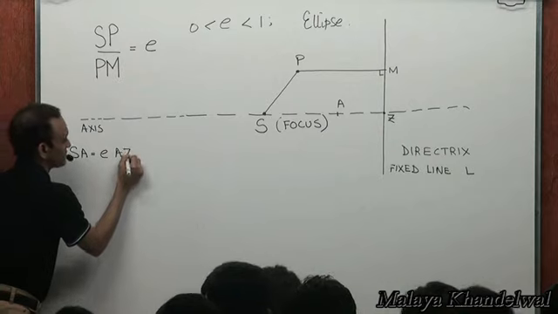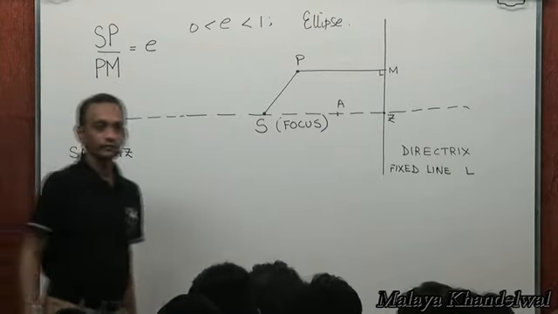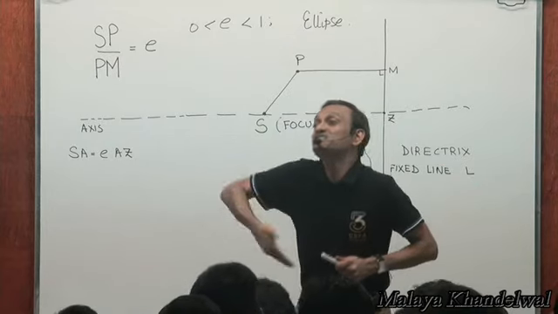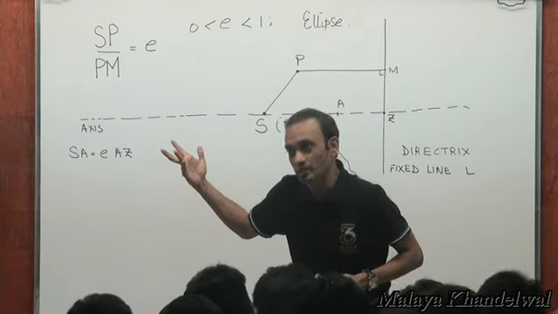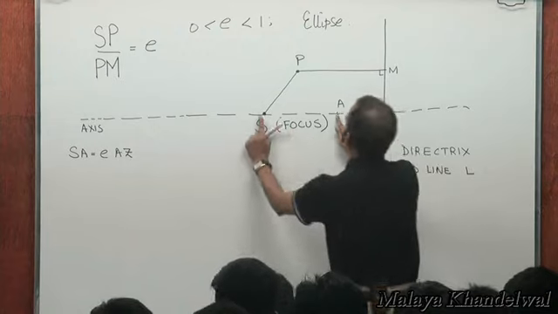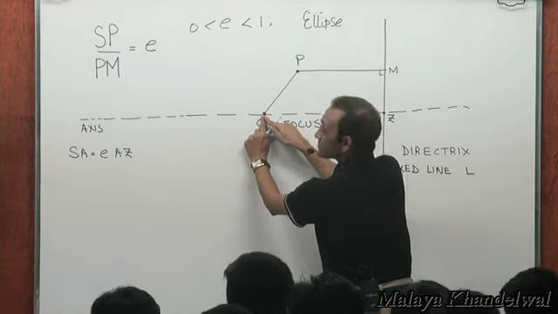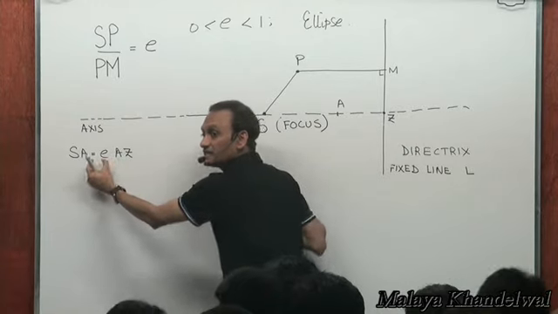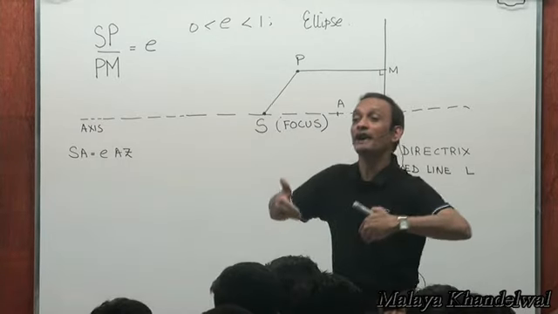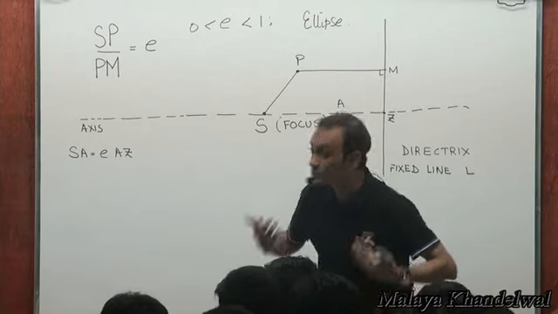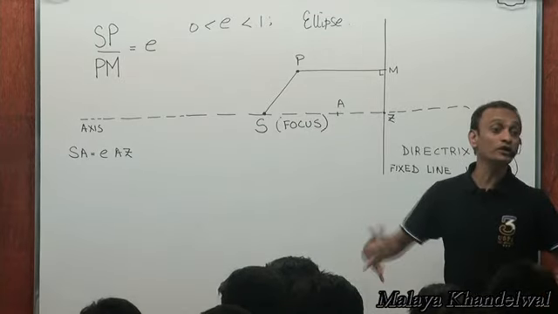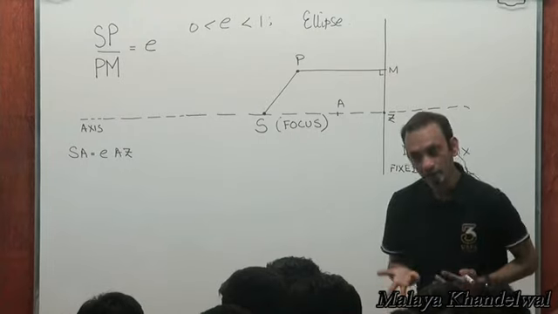E times AZ, right? Where E is an instance of the point P, isn't it? Distance of A from S to Z is equal to E. SA by AZ is E, therefore A must be an instance of P, the path traced by the point describing an ellipse. Clear?